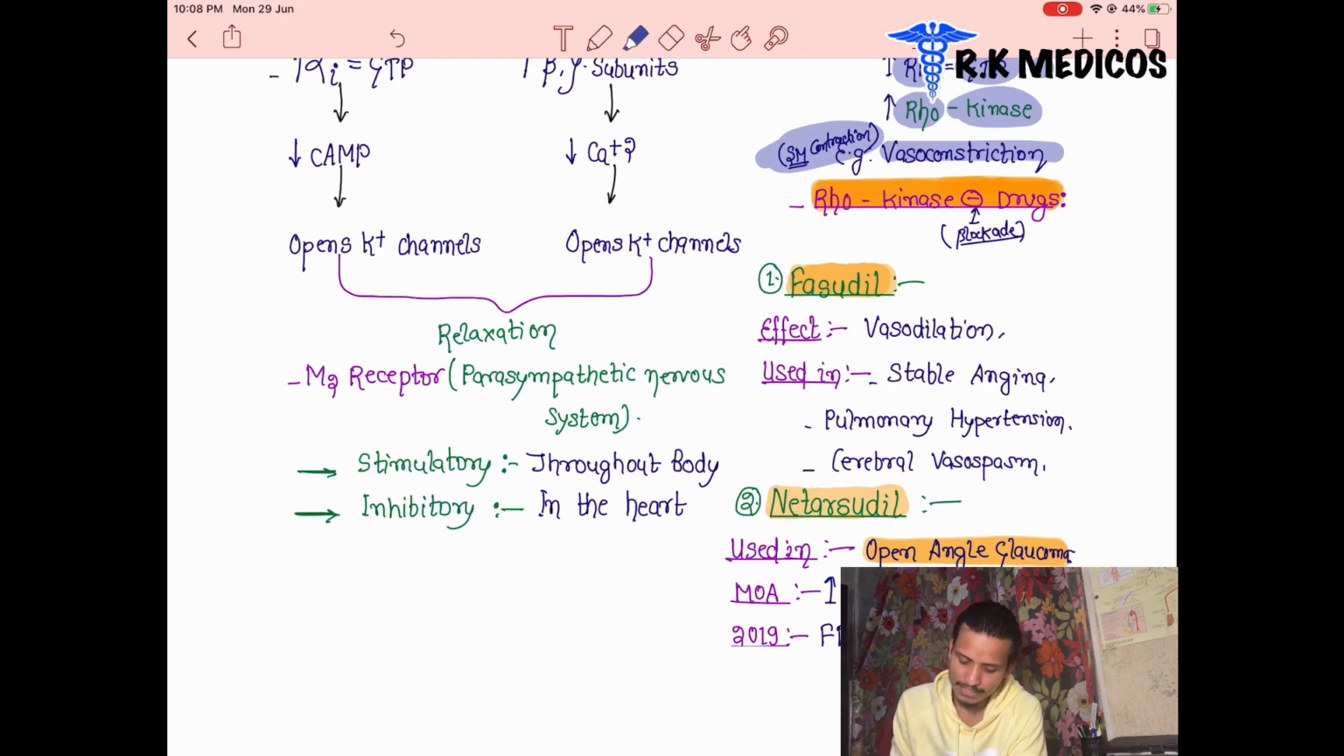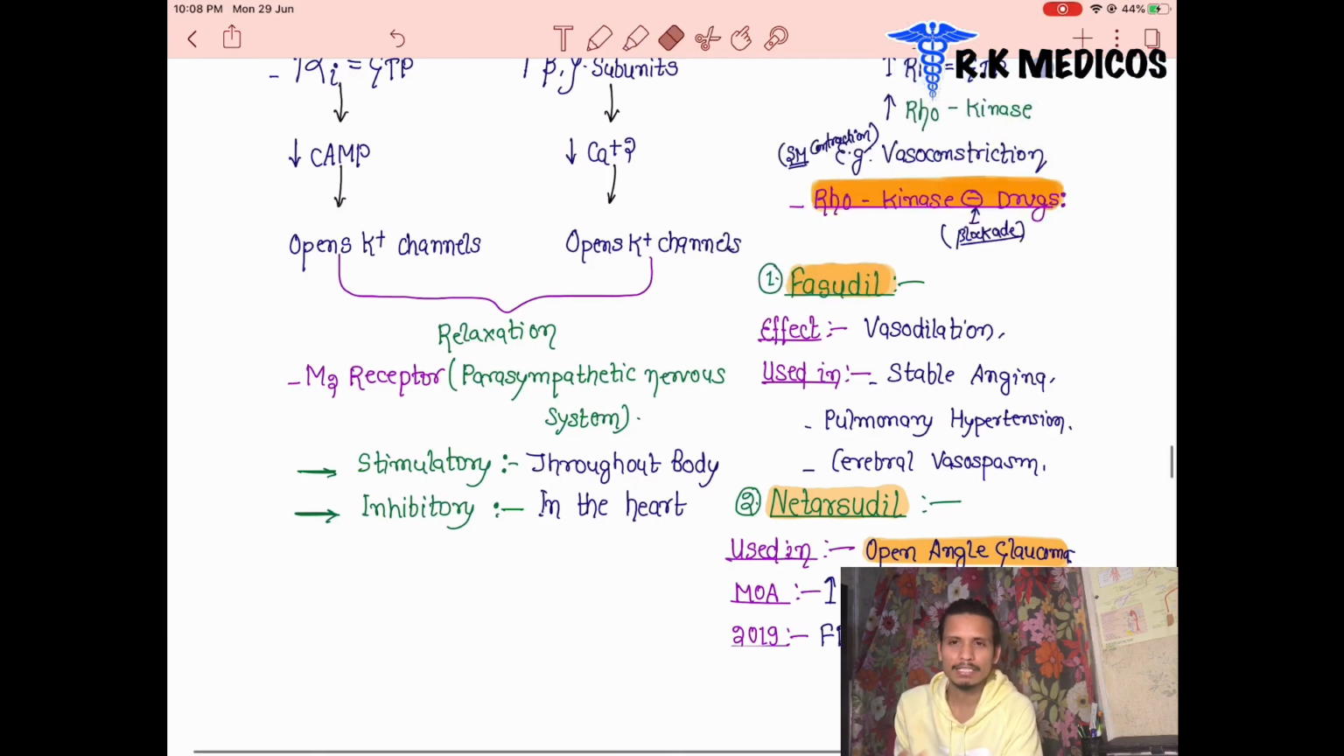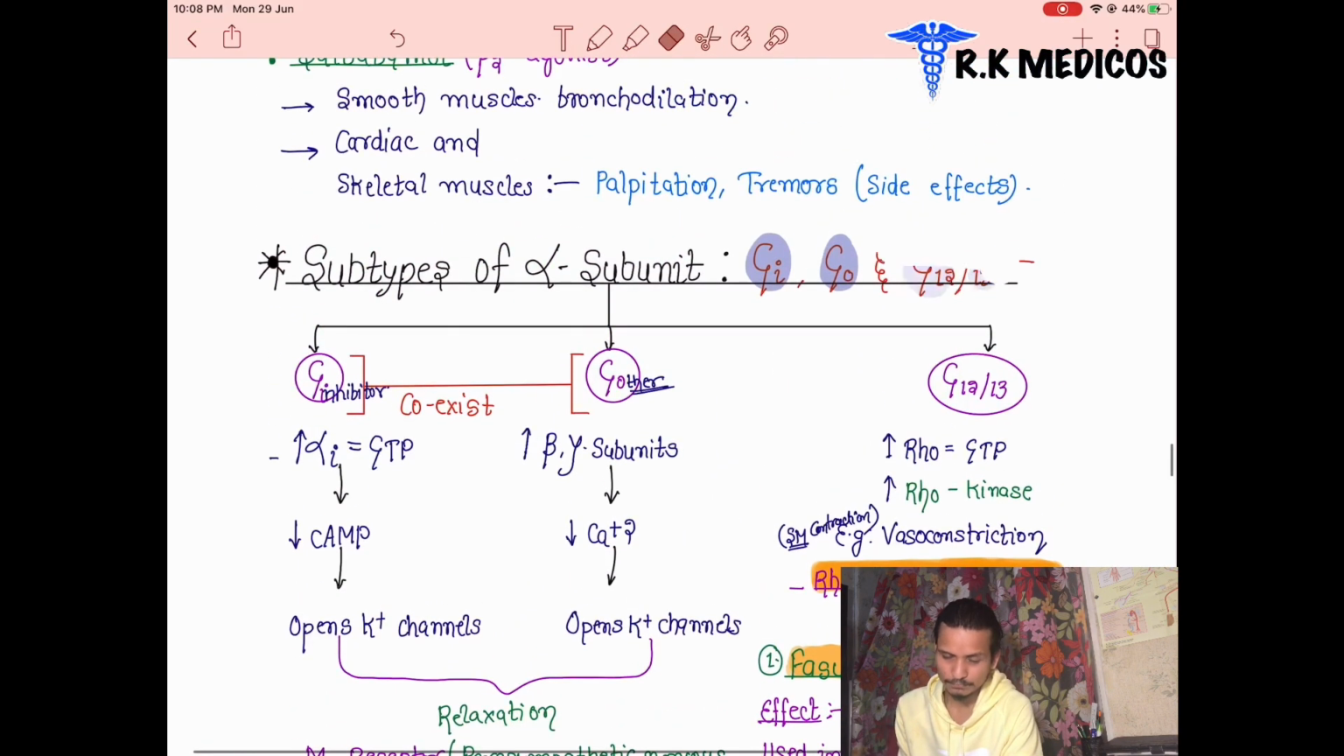There are Rho kinase inhibitor drugs, that is Fasudil and Netarsudil. We discuss later in the central nervous system drugs and the eye drugs, not now. For now, that's all. I think it will be helpful for you, all these receptors. We have to memorize first the names of receptors. Later on we have to memorize the action, how they act on the receptors. These all we discuss later in different parts of our pharmacology. So don't worry.